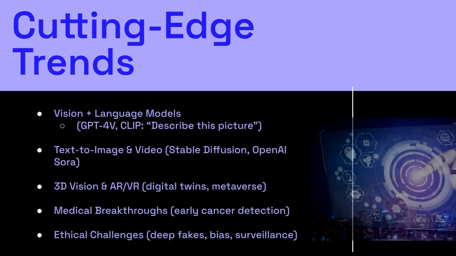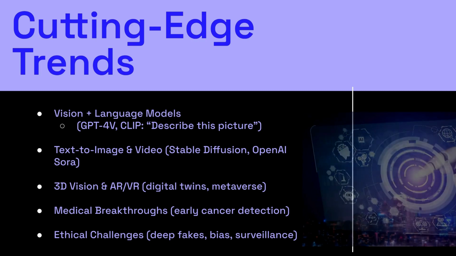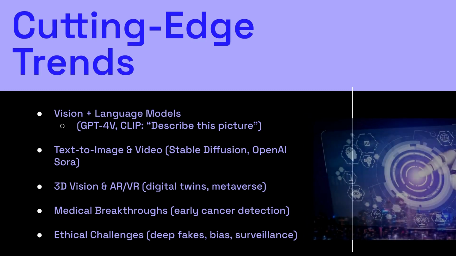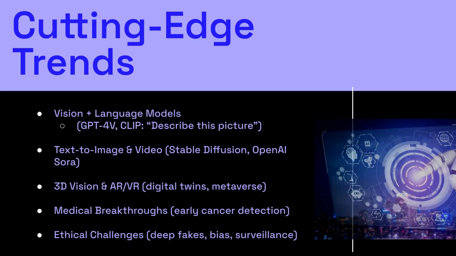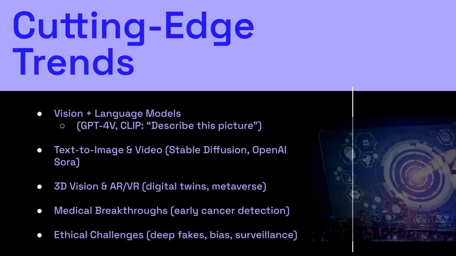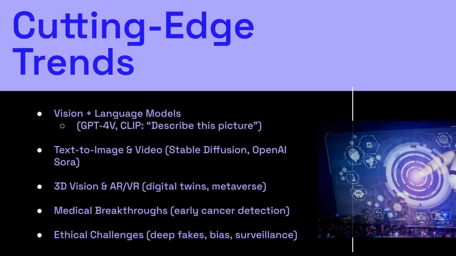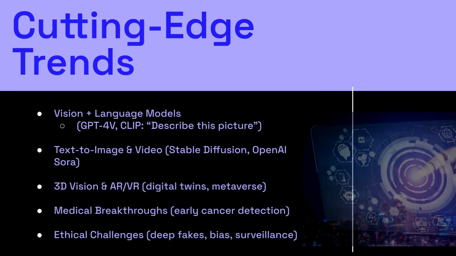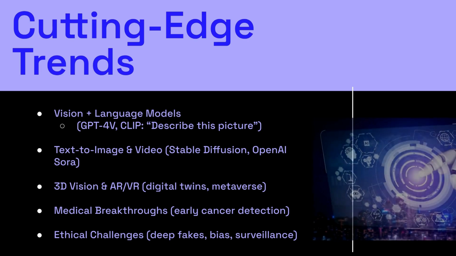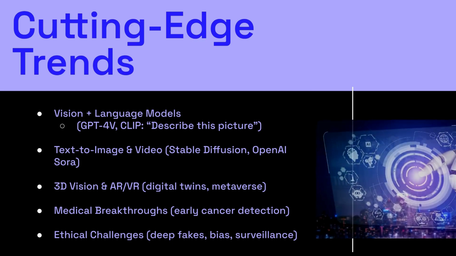Third is 3D vision, AR, VR. Computer vision is also stepping into 3D worlds. Using depth sensing and reconstruction, AI can build digital twins, 3D replicas of real spaces, using AR, VR, robotics, and metaverse applications. For instance, an architect can scan a room and instantly get a 3D model for virtual tours, or a factory can use vision-based twins to simulate production before it happens.